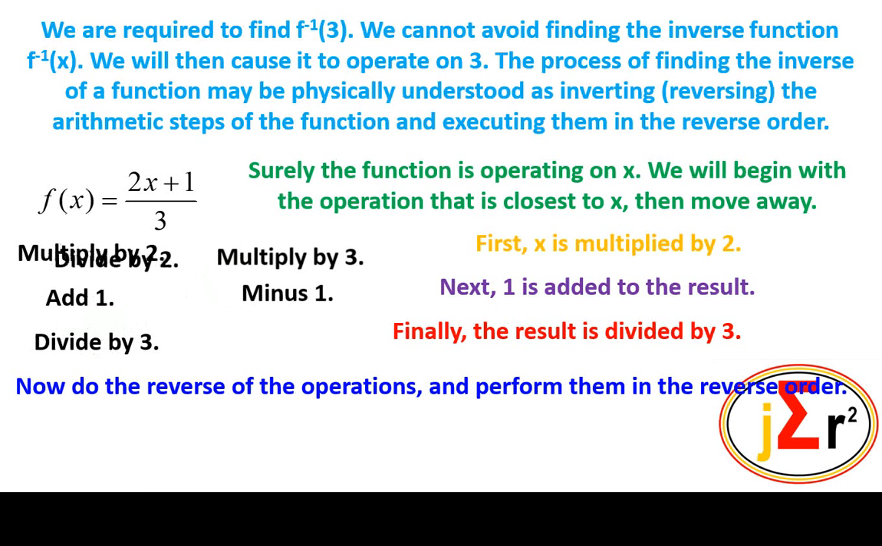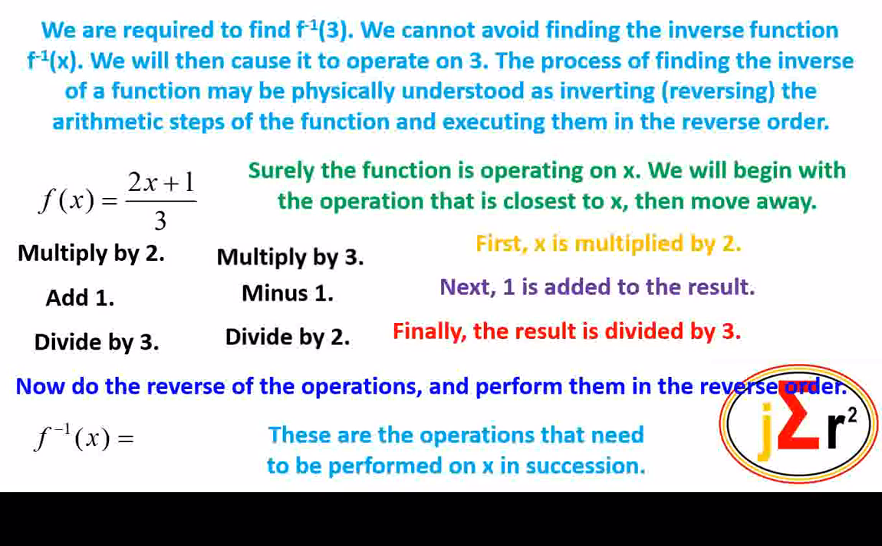And we will take the first one. As a matter of fact, the reverse of the first operation, we will do that last. So, multiply by 2 is the first. We will do the reverse of that one last. So, divide by 2 is our last operation. F inverse of x is what we are attempting to write.